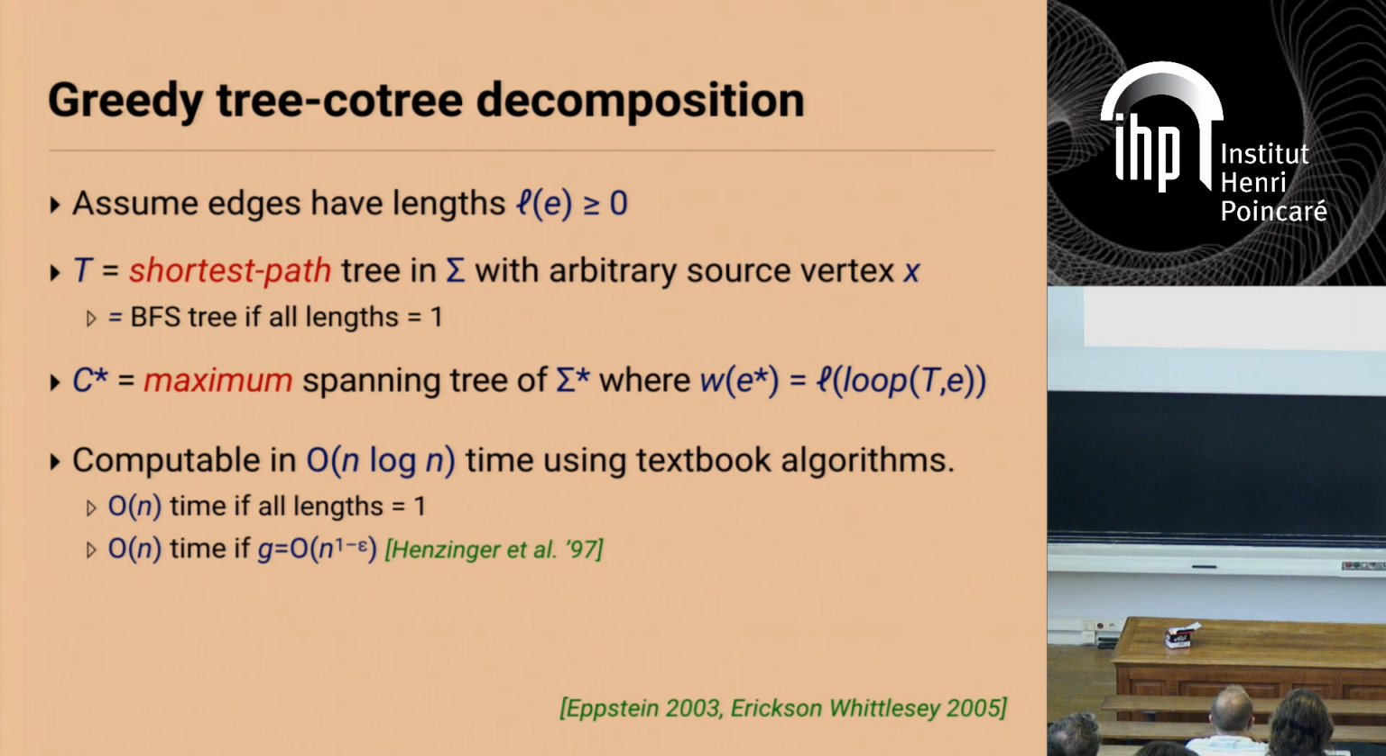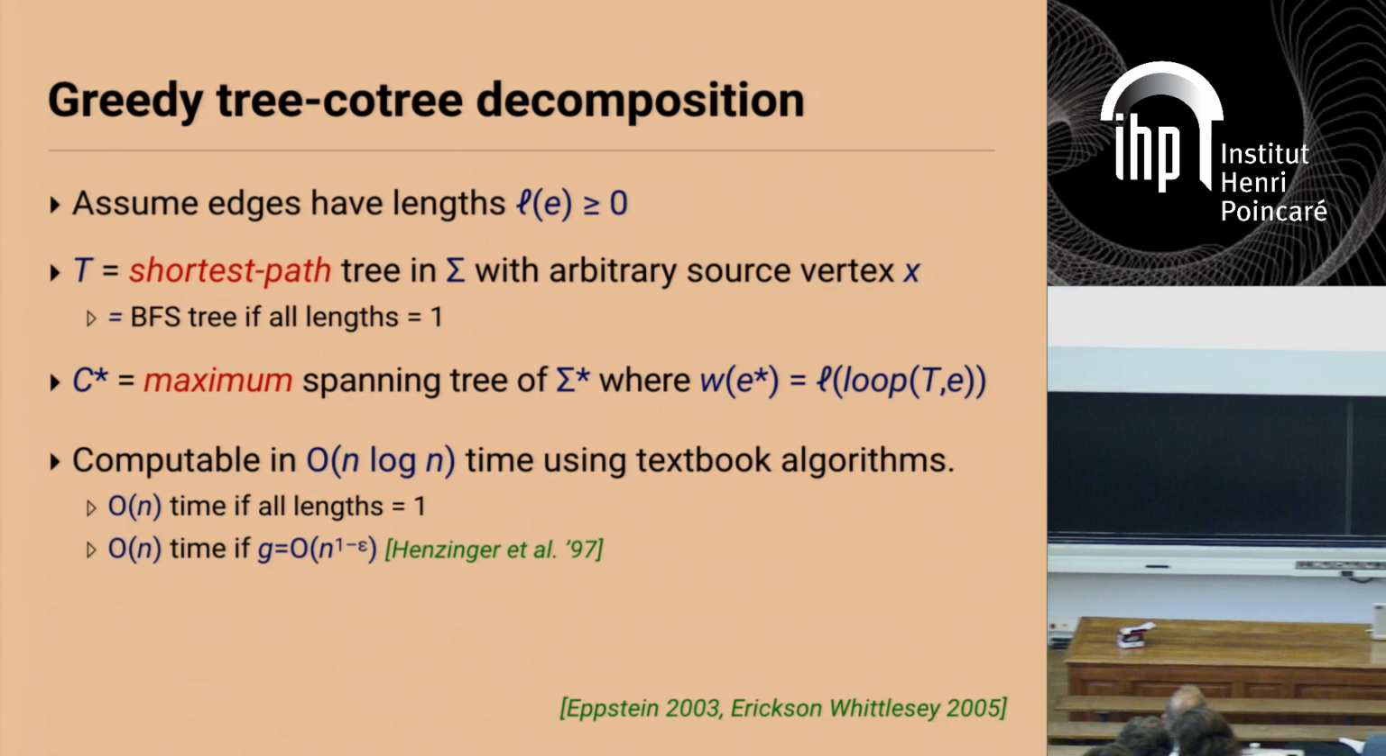The details make an interesting lecture in a different class, but I'm not going to tell them to you here. Okay, so if you want to build the tree-cotree decomposition, if you're writing code to do this, you might as well write the code to do it this way. Now, why is this what we want?